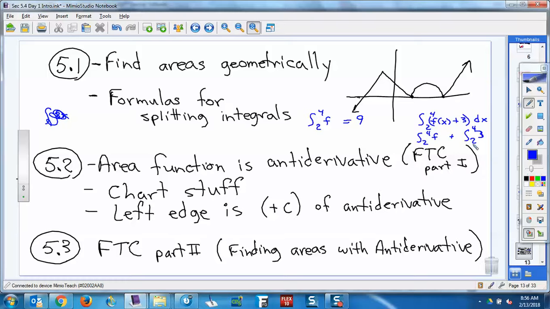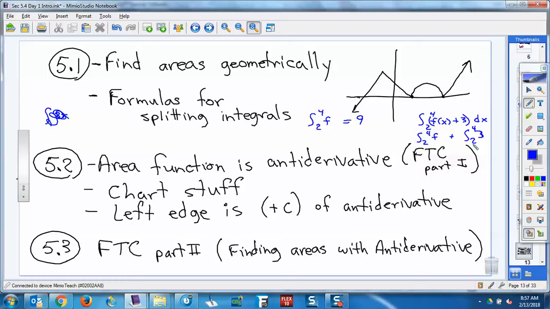Then we got into the area function being the antiderivative, which brought in all the chart stuff. Once we know that big A or big F or big G is the antiderivative, now we can do all those chart questions. I hope those are easy, and you're going to have some of those. Remember, the left endpoint doesn't matter. The left edge gives you the plus C, but as far as the chart, it doesn't matter. The local max is going to be when little f goes from positive to negative. That part of it should be easy.